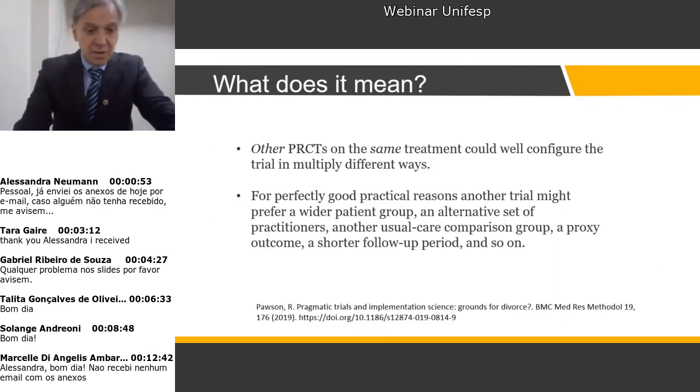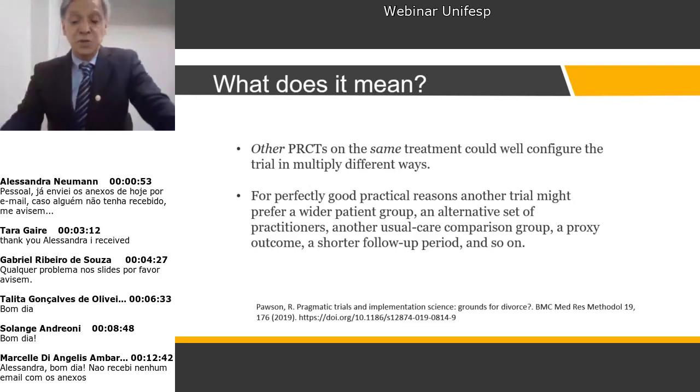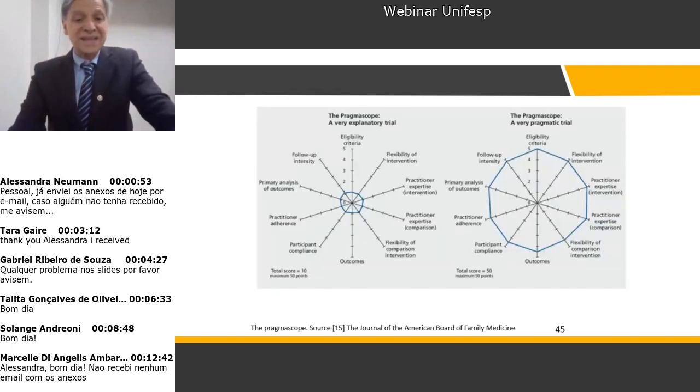So for perfectly good practical reasons, another trial might prefer a wider patient group, an alternative set of practitioners, a usual care comparison group, a proxy outcome, a shorter follow-up, and so on and so forth. You can always find justification for not following exactly.